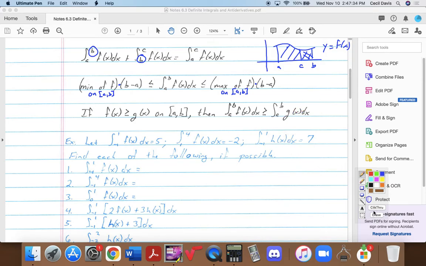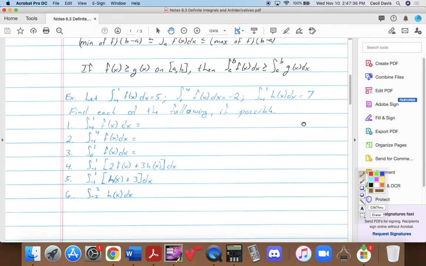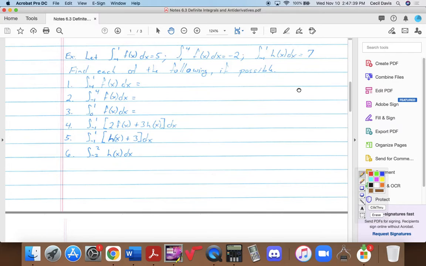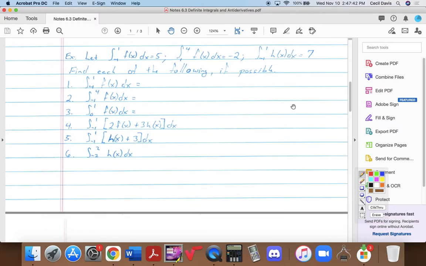All right, so here are some problems that some of you can do, some of you cannot. And that's part of the question on this: do you know which ones you can do and which ones you can't? So we're given all this information. The integral from -1 to 1 of f of x dx is 5. The integral from 1 to 4 of f of x dx is -2. The integral from -1 to 1 of h of x is 7. Given those three pieces of information, some of these you will be able to find, some of them you will not be able to find.